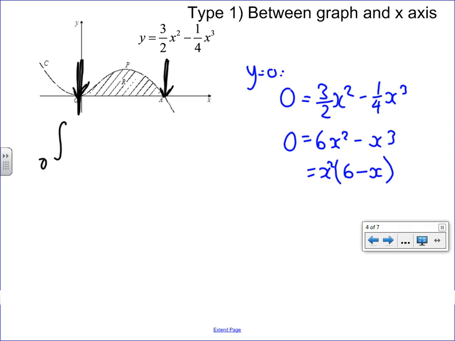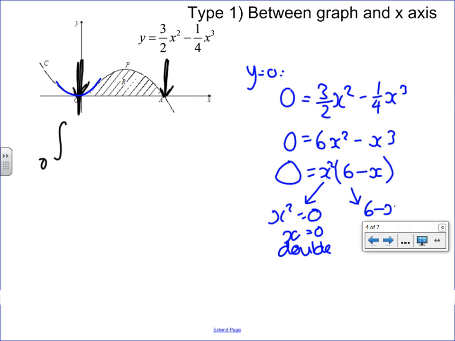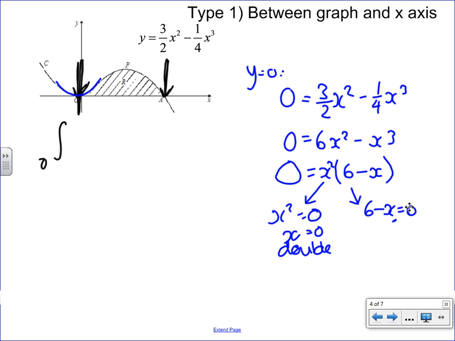So x squared is 0, which is x equals 0. Yeah, it's a double root. We've seen that in graph sketching, haven't we? That double root at the naught where it just touches. Or 6 minus x equals 0, in which case x is 6. Yeah, so that must be 6 there.